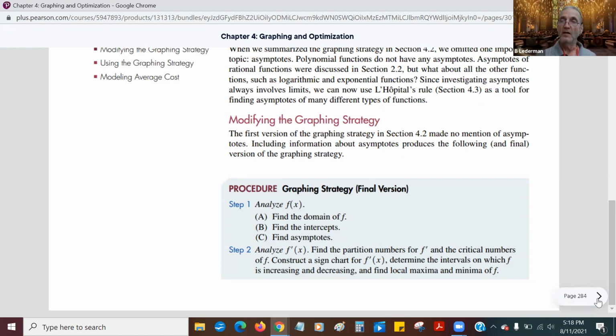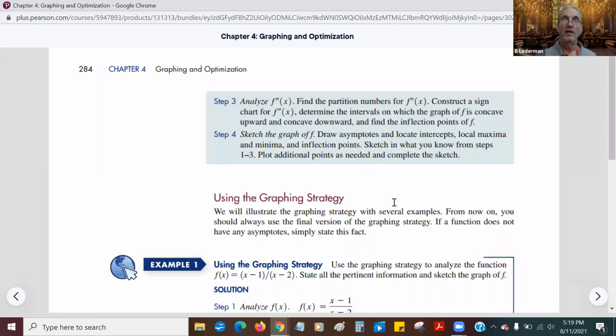All right, so that's what f prime does. And now step three is to look at f double prime. Find the partition numbers and make a chart. Just realize that whenever the second derivative is positive, the original curve is concave up, and if the second derivative is negative, the original curve is concave down. And when concavity switches from up to down or vice versa, that's when you have a point of inflection.